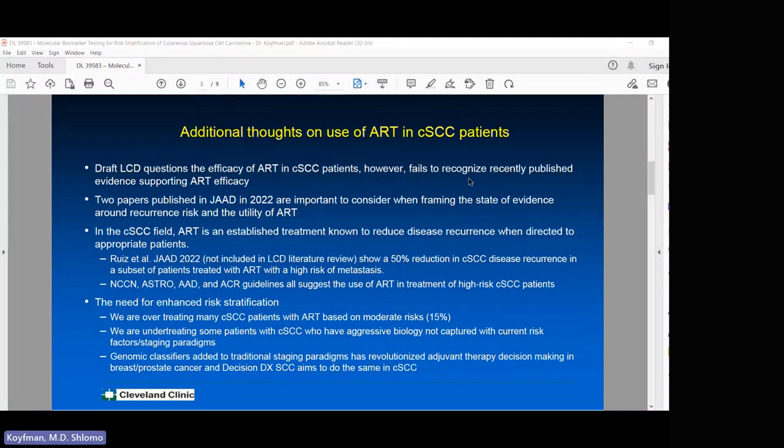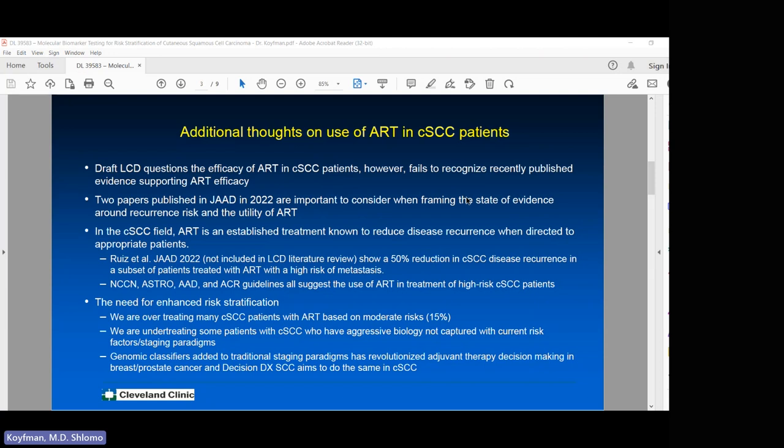And nevertheless, as a person who has spent my career focused on trying to enhance risk stratification, I think we overtreat a lot of people. If somebody has a 25% risk of recurrence, that means I'm treating 75% of people for no reason. And there's a lot of morbidity and cost associated with adjuvant radiation. It's a big deal for 90-year-olds who live an hour and a half away.